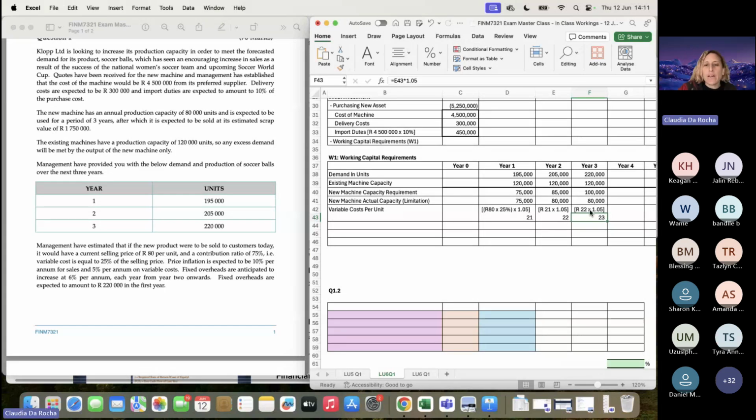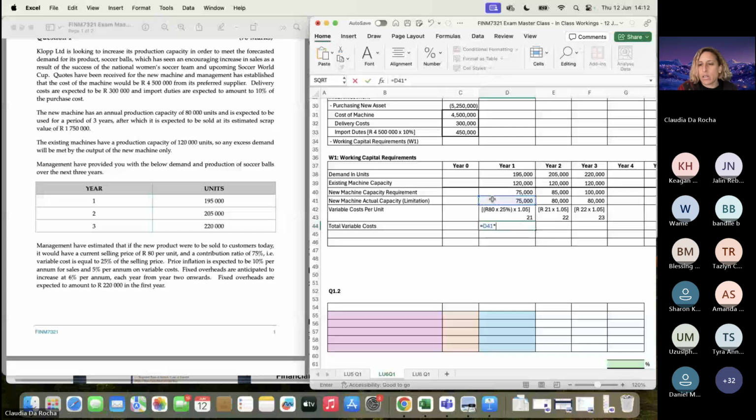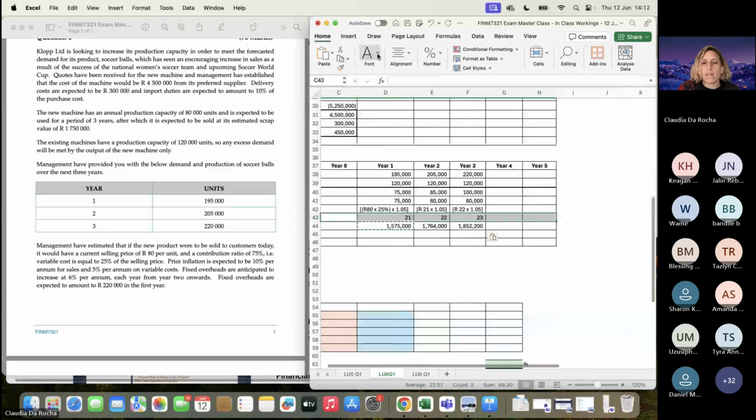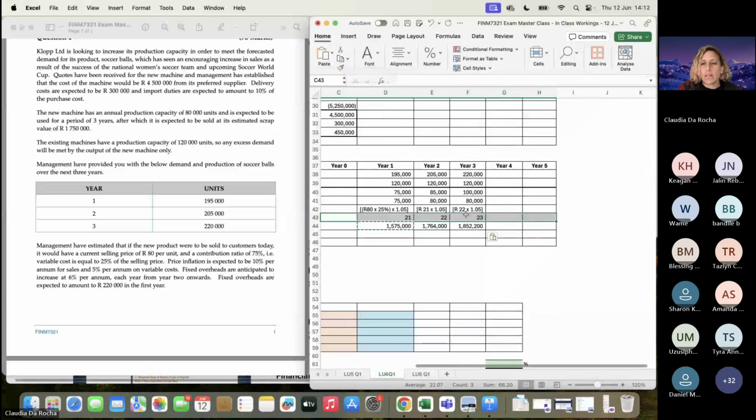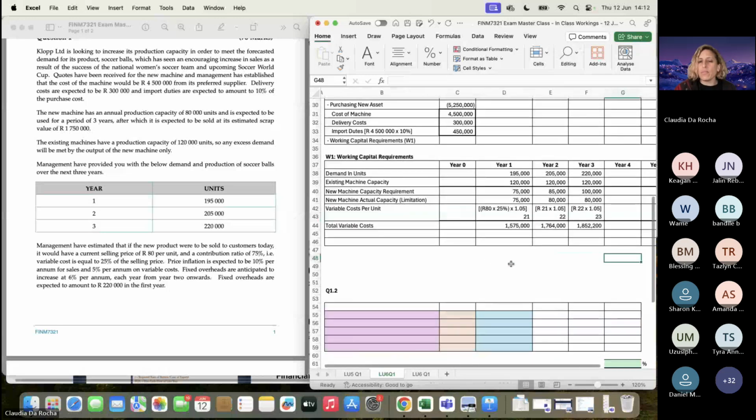Okay, so now we can calculate total variable cost, not per unit, total variable cost. How do we do that? We say it's our machine capacity multiplied by the 21. So we know that that is our total variable costs.